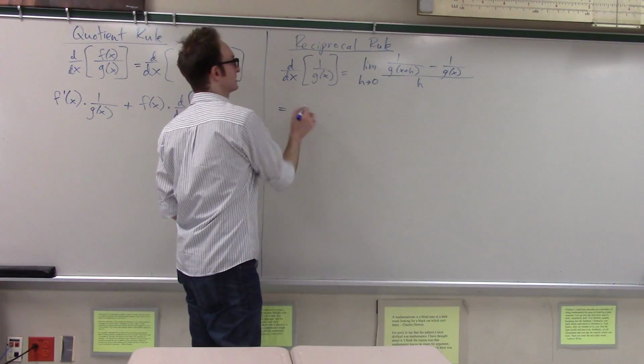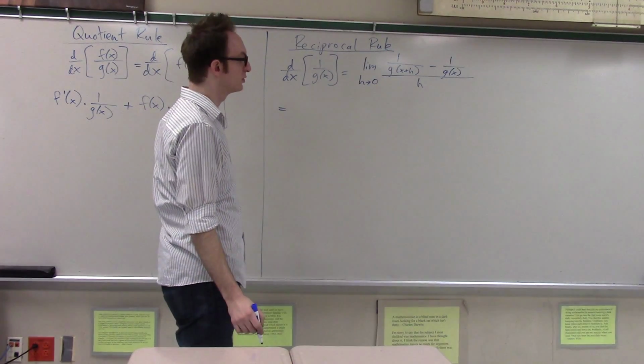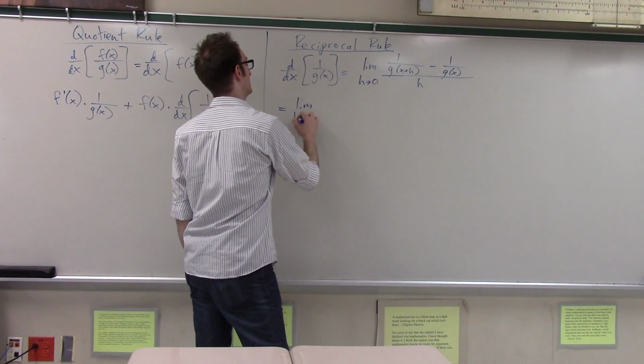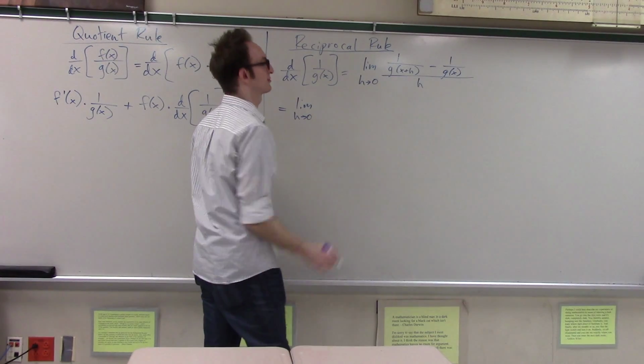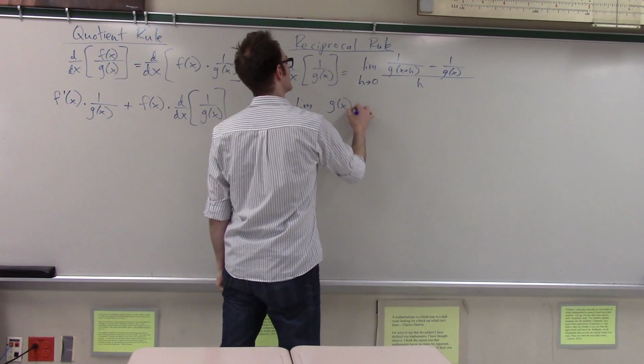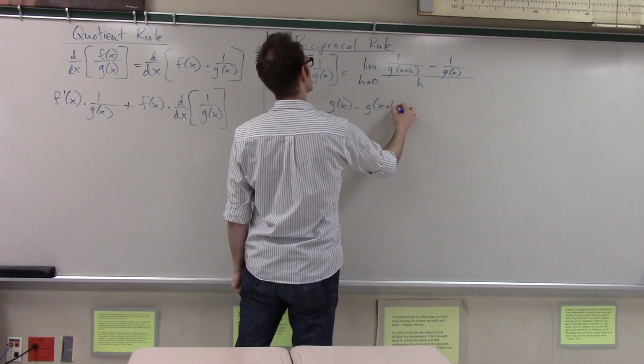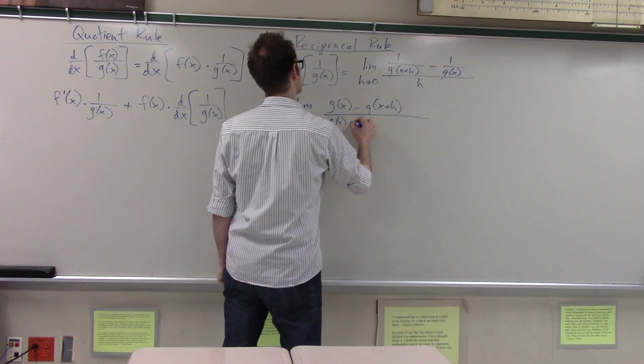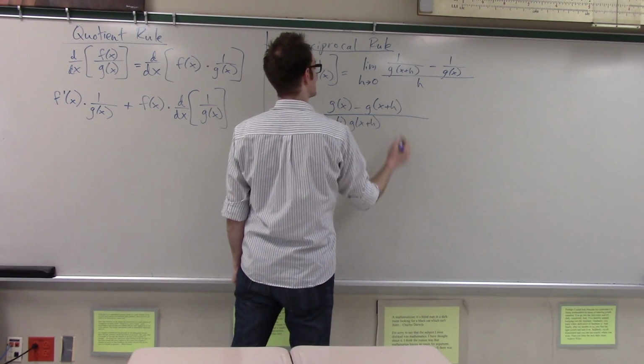Instinct tells me that I should try to clean this up a little bit, so let's do a little bit of algebra, get a common denominator. Skipping some steps, this turns into g of x minus g of x plus h, all over g of x plus h, g of x, h.